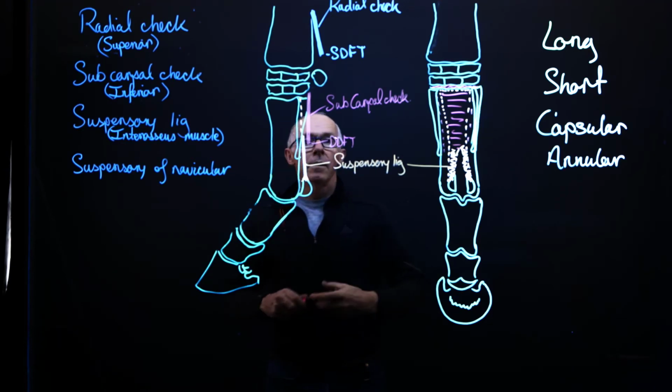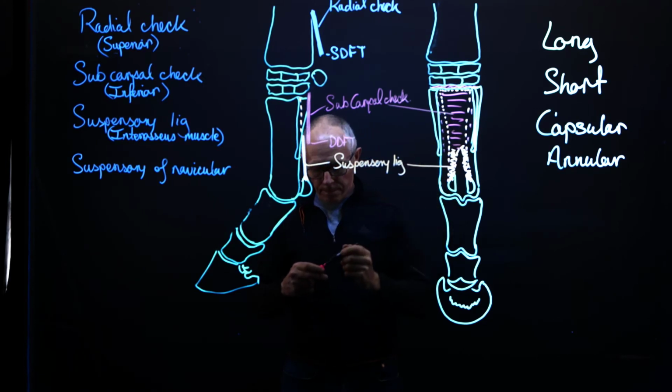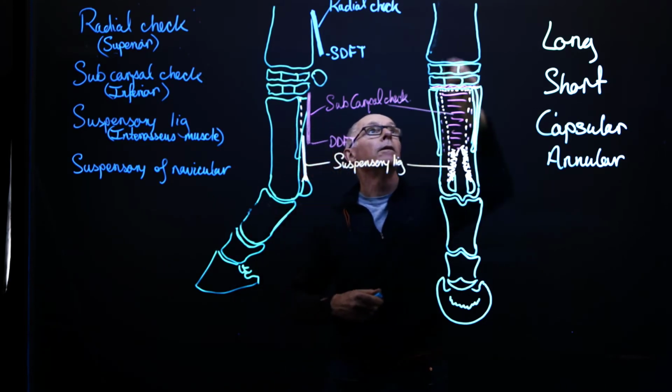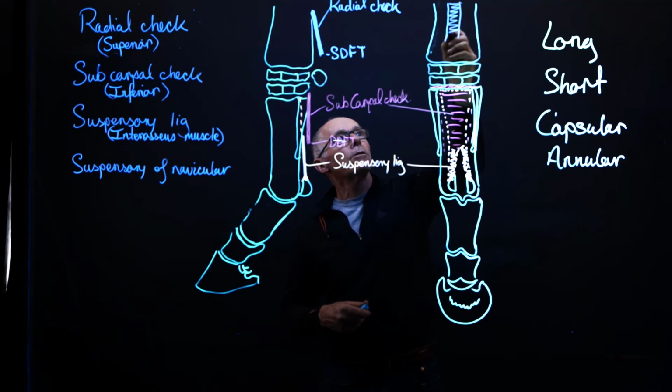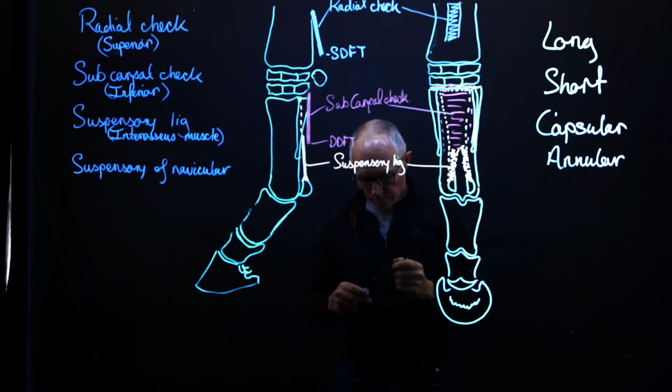Subcarpal, and the radial is originating up here and terminating in this region. And it's a smaller tissue than the subcarpal.